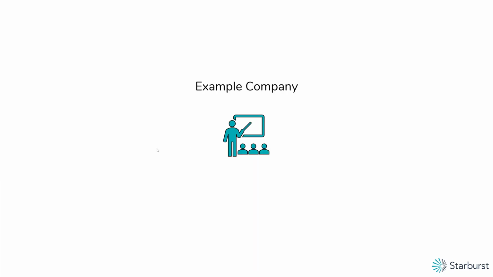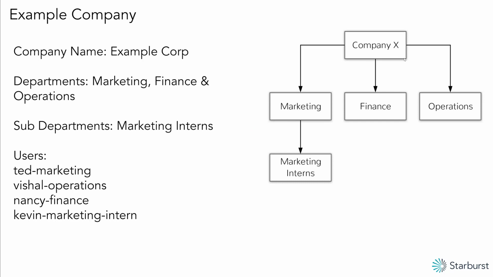So let's go over an example company. This is just something I created. I called it Company X. And then I have 3 departments: marketing, finance, and operations. And then I have a sub department in here called marketing interns. And so I have different users over here called Ted in Marketing, Vishal in Operations, Nancy in Finance, and then I have Kevin the Marketing Intern.